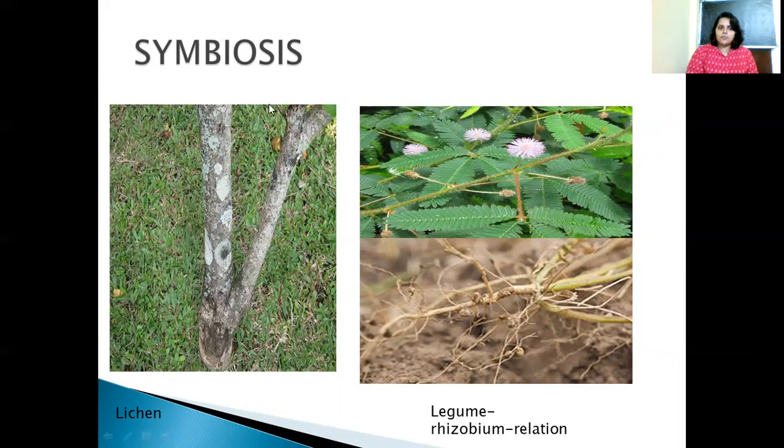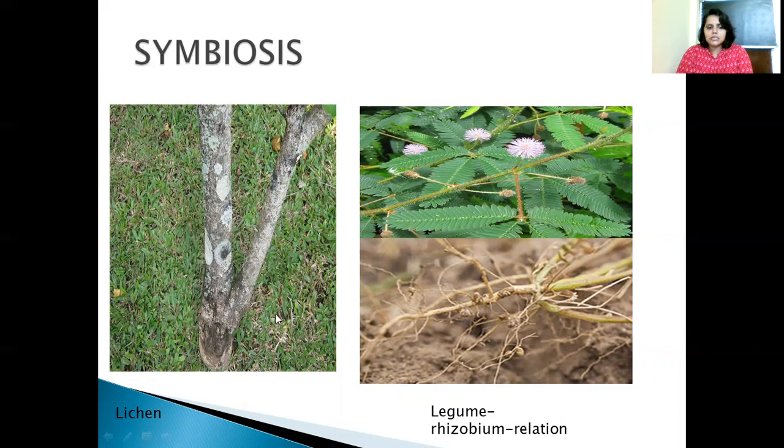The next category of heterotrophic nutrition is symbiosis. Symbiosis refers to mutually helping each other, or we can also say a mutual relationship. One common example is lichen. The other is the leguminous plant and rhizobium interaction.